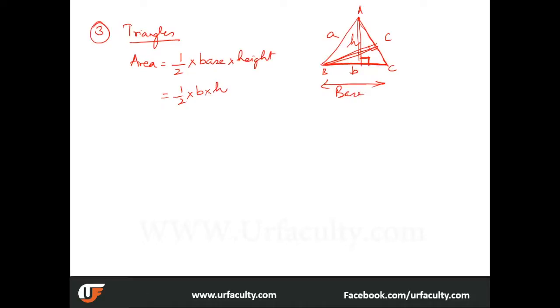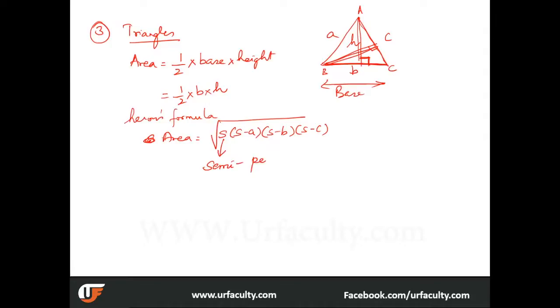There's another formula for triangles that's called Heron's formula. If you know all the sides of the triangle, then the area is equal to the square root of S into (S minus A) into (S minus B) into (S minus C). And what is S? S is the semi-perimeter, and S is equal to (A plus B plus C) by 2.